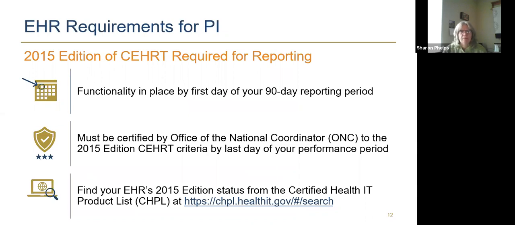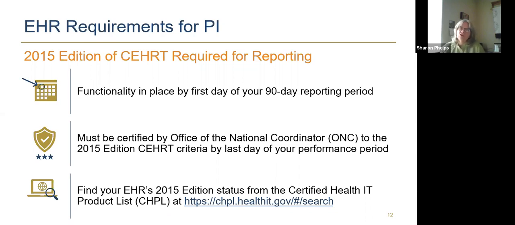So let's talk a little bit more about the EHR requirements for the Promoting Interoperability category. You have to use the 2015 edition. The functionality has to be in place by the first day of your 90-day reporting period. So all of the abilities that are in that edition have to be loaded into your system. And then it has to actually be certified by the Office of the National Coordinator, or the ONC, by the last day of your performance period.